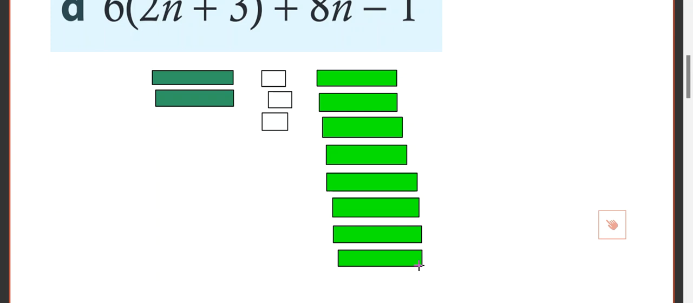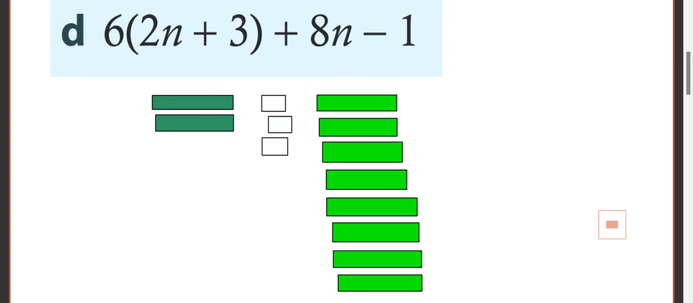Have you got enough? Right. What will I need to represent the negative 1? So can you do that? Okay. Now, basically, when we collect like terms together, we put all the things that look the same together. So all the variables, the green bars, go together. Yeah? All the numbers, the little squares, go together.